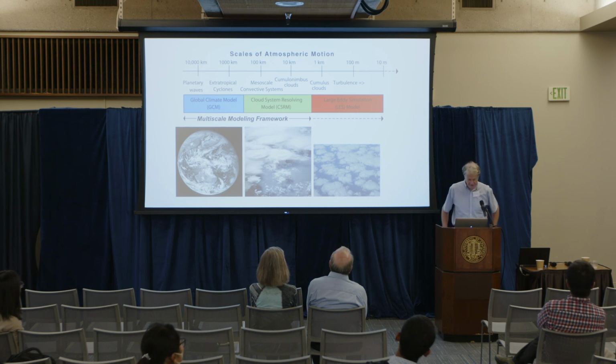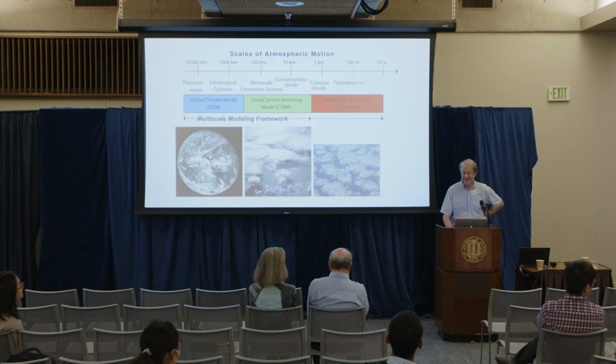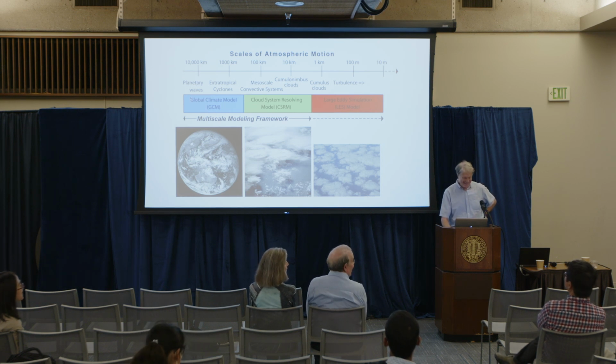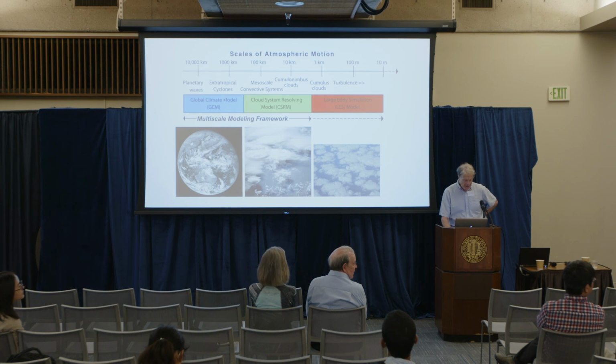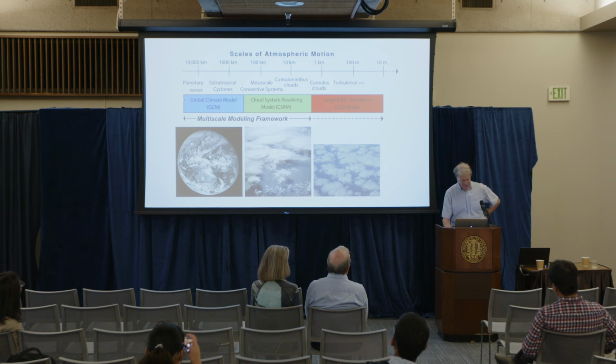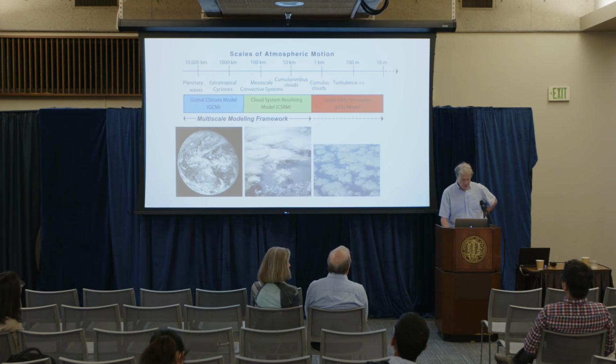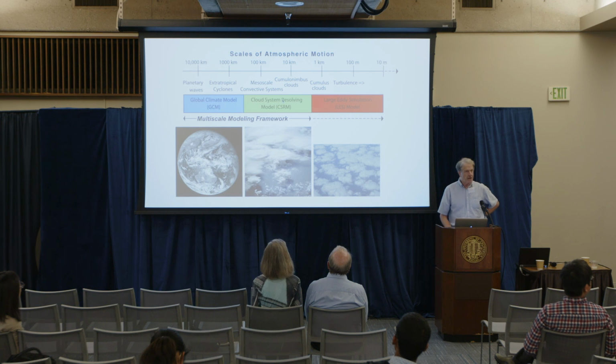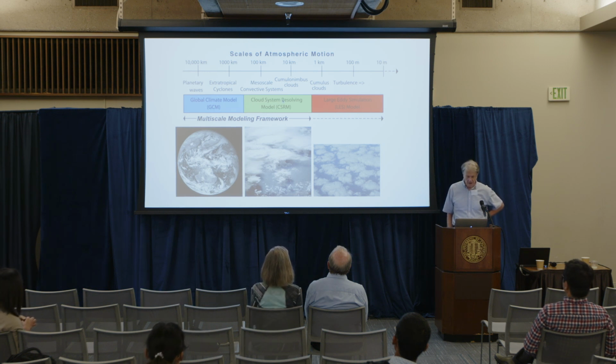I guess we just have that noise, okay. So, all right. This diagram always needs to be updated because the boundaries of the domain size of the GCM stay constant, but the lower boundary keeps shrinking. But below that scale, we have our process models: cloud system resolving models and large eddy simulation models.